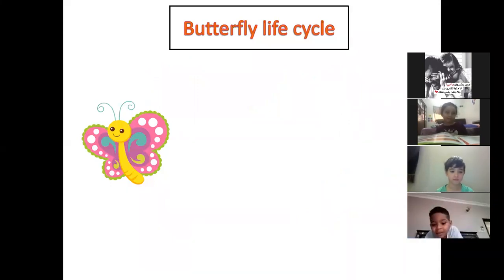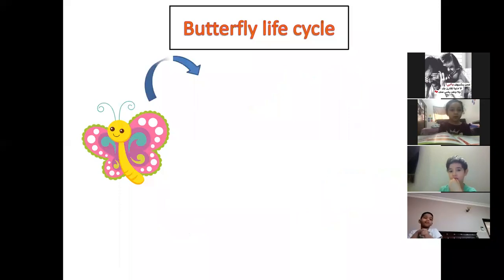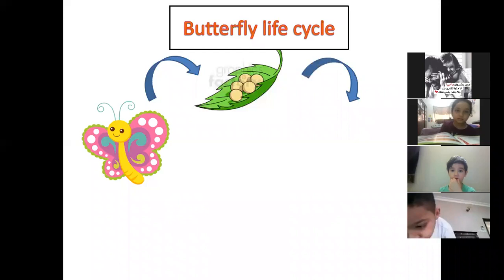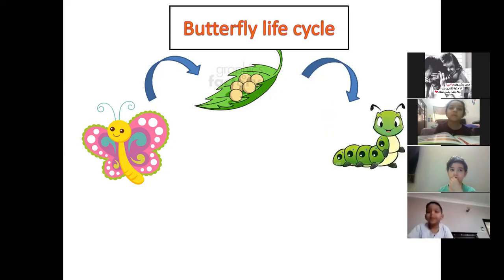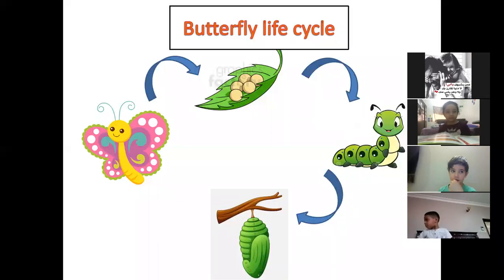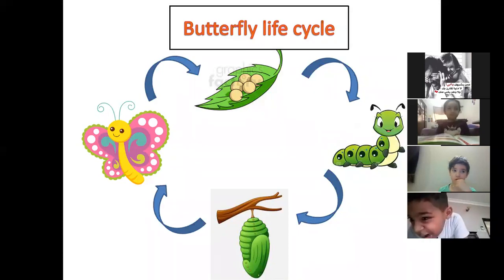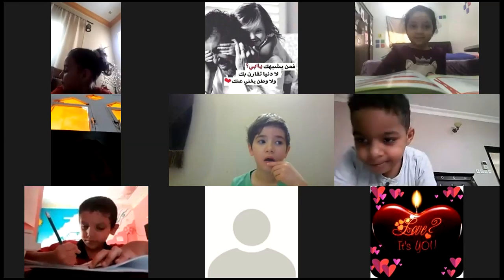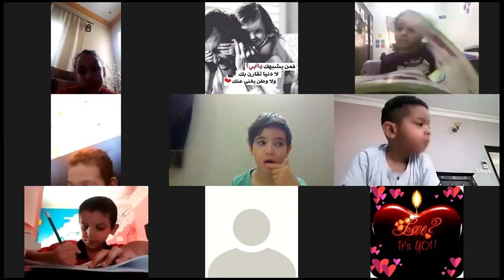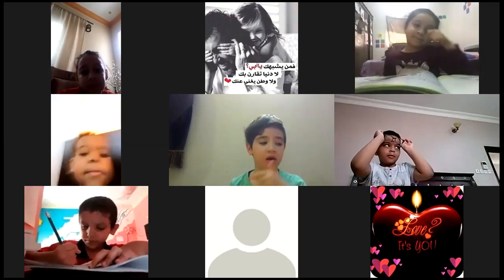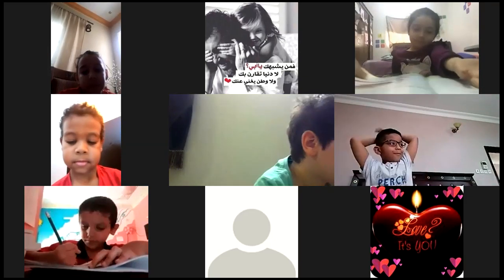It's a butterfly. Then egg. The butterfly puts the egg. Then caterpillar. Bravo. And pupa. Then the pupa becomes a butterfly. And we also took the frog life cycle, and the hen life cycle. Okay. Wait, I will show you now the hen, then the frog.